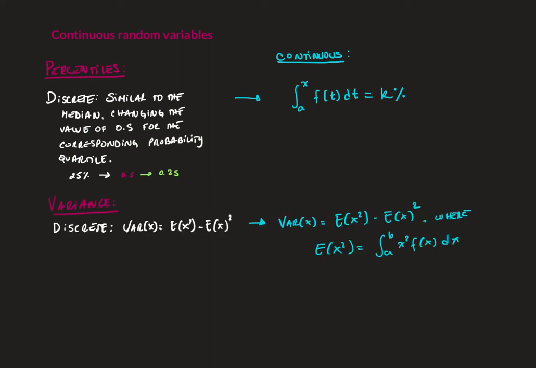Finally, for the variance, we've been using the expression: variance is the expected value of the squares minus the expected value squared, and that is exactly the same expression that we're going to use for the continuous random variable. In this case, the expected value of the squares is going to be calculated as the integral over the domain of the probability density function of x squared times f of x with respect to x.